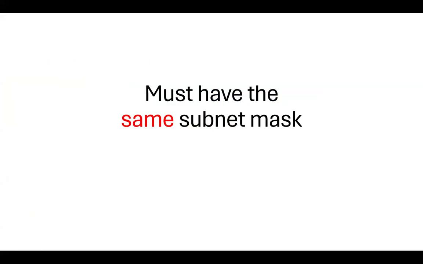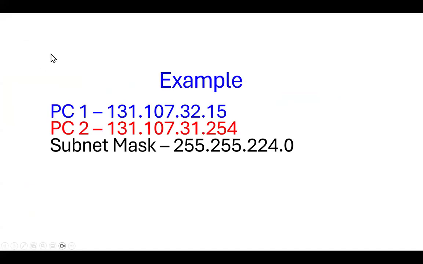First of all, both the IP addresses must have the same subnet mask. So, for example, here we've got PC1. His IP address is 131.107.32.15. PC2 has a different IP address of 131.107.31.254. They both have the same subnet mask, 255.255.224.0.